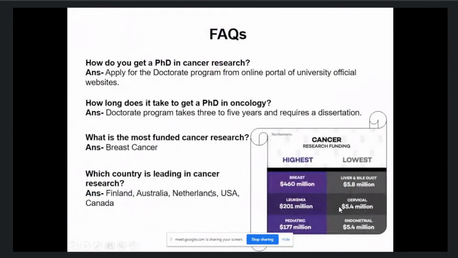Then, which countries are leading in cancer research? There is Finland, Australia. If you are looking for jobs or careers in cancer research, you can go through the job opportunities in countries where cancer research is leading. They are doing really well, and great research is coming out from their laboratories. Even in India we are doing great, but the top 5 are Finland, Australia, Netherlands, USA and Canada.